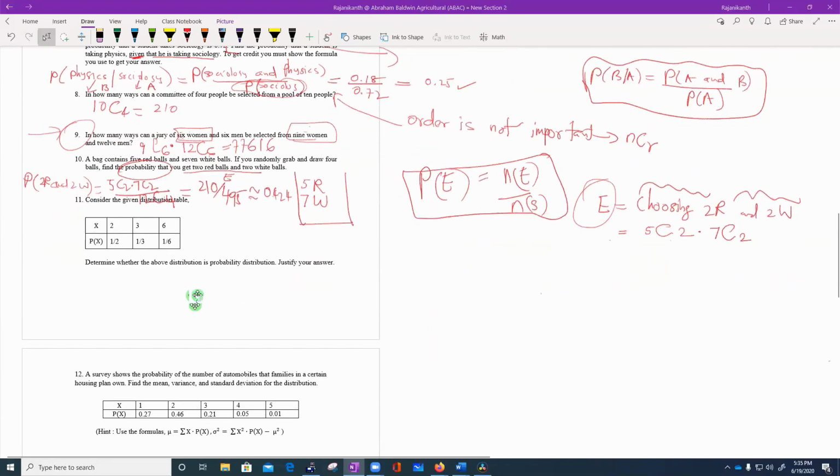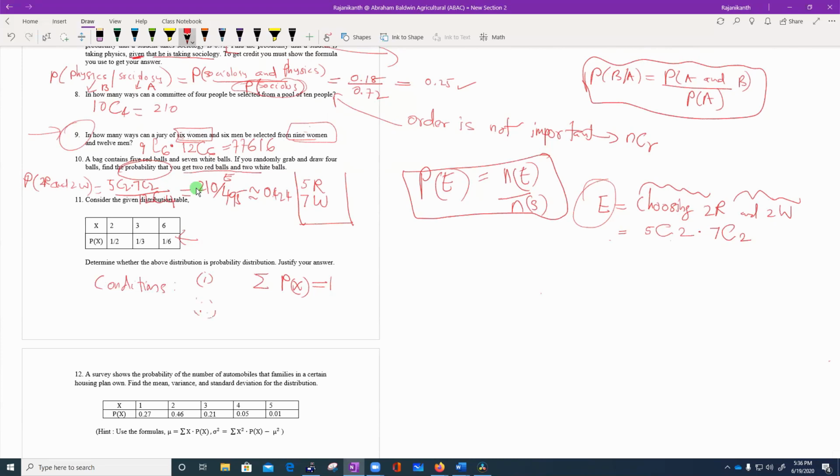Okay. Number 12. This is from chapter 5, right? So now let's move to chapter 5.1. This is about, you are given a distribution table. You need to check whether this is a probability distribution. How do you check? Remember, if the given distribution is a probability distribution, you have to check two conditions. Condition number one, if we add all possible probabilities in the table, always going to be what? 1. It should be always 1.